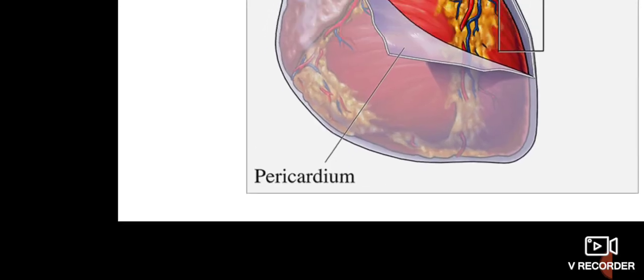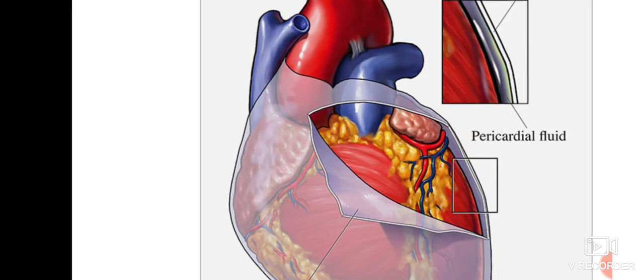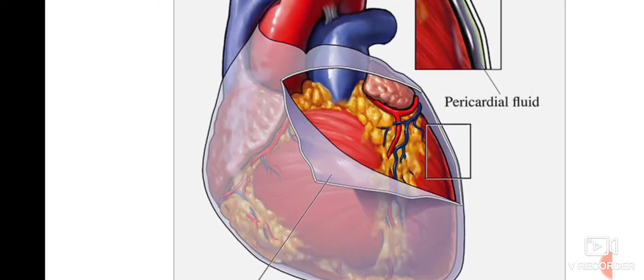In this picture you can see the fibrous pericardium. This is tough in nature. It is covering both the heart as well as the root of the great vessels. Root means the beginning of the great vessels like superior and inferior vena cava. It is covering the area near the heart.